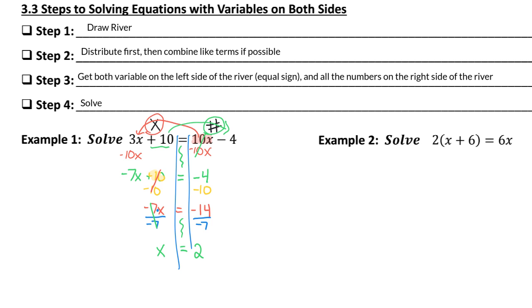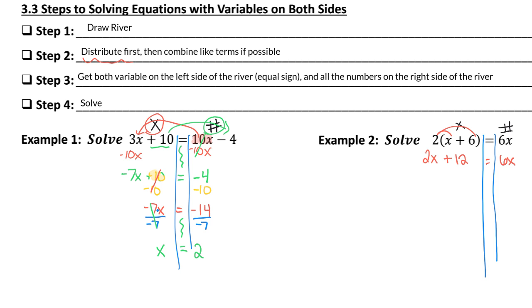Okay. So number 2, example 2, has something else here. So of course we draw the river, and we want our x's on one side, our numbers on the other. But first we have to distribute. So distribute first if possible. So we're going to distribute that 2 into everything in the parentheses. So I'm going to get 2x plus 12 equals 6x.